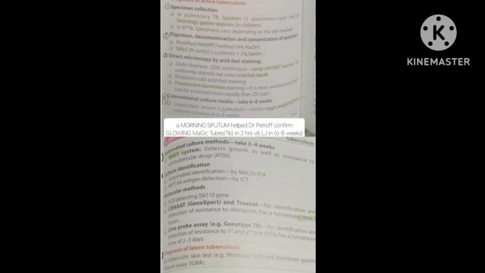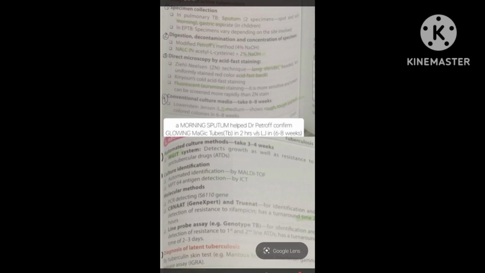Now let us go to the culture media. So for conventional culture media, now comes our Dr. LJ. And how is our Dr. LJ? He is a rough, tough and a buff man who will take 6 to 8 weeks to do the same. In automated culture methods, remember MGIT from magic tubes, and you are using that system, which is MGIT system. So this will detect growth and resistance to the anti-tubercular drugs.